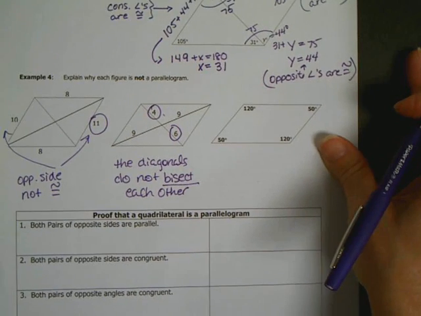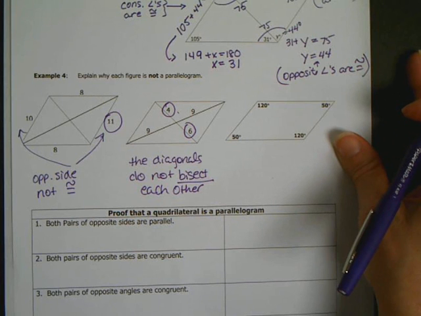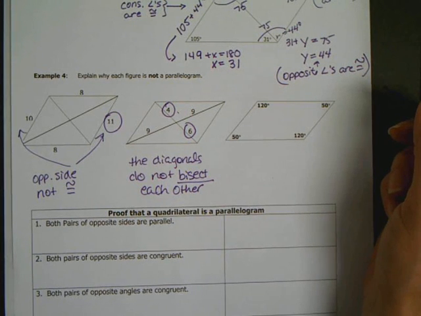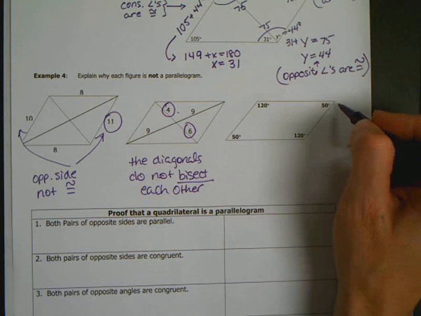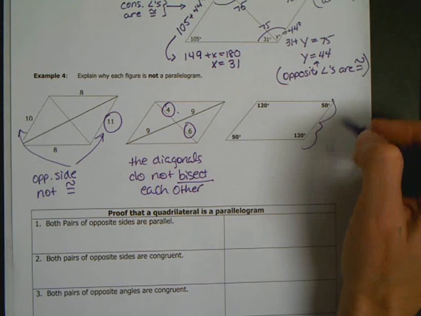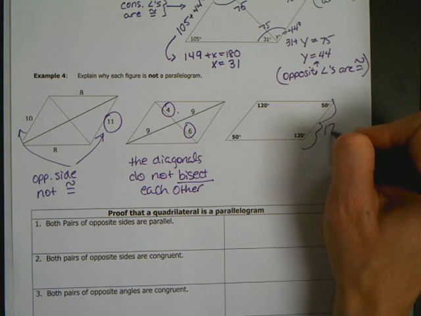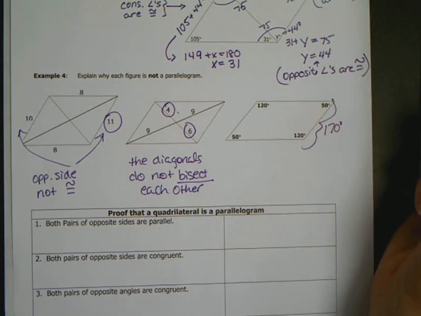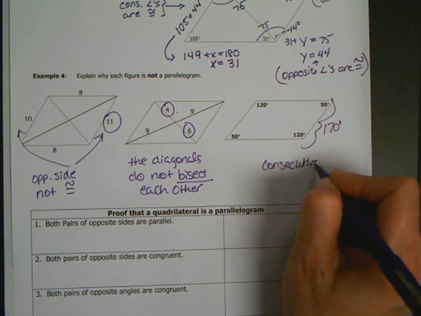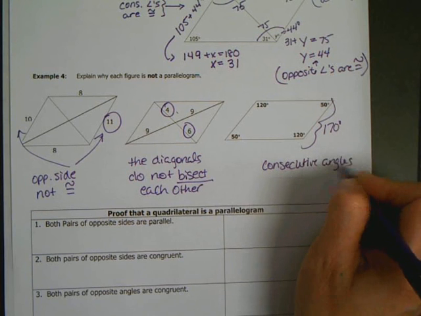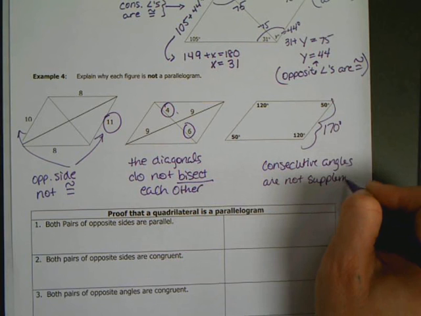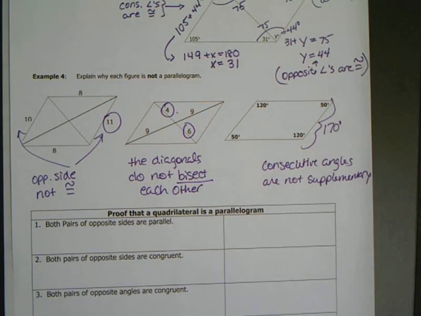And then the last one, what's wrong with these? Well, this is not going to happen because if it's a quadrilateral, all your angles have to add up to 360 degrees. But these only add up to 340, they're 20 short. So basically what we're saying is consecutive angles are not supplementary. So if that's the case, then you do not have a parallelogram.